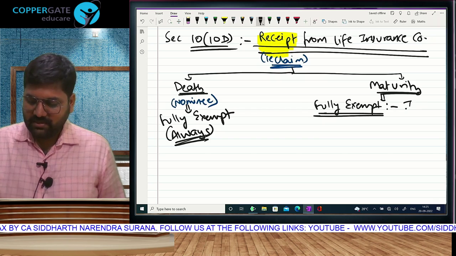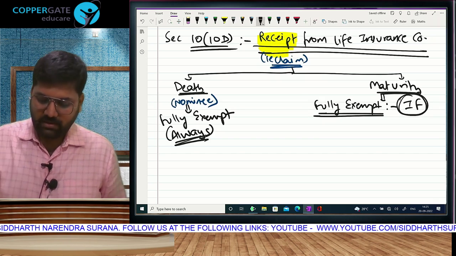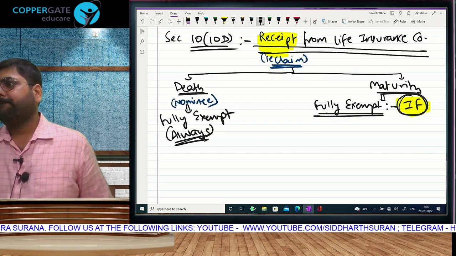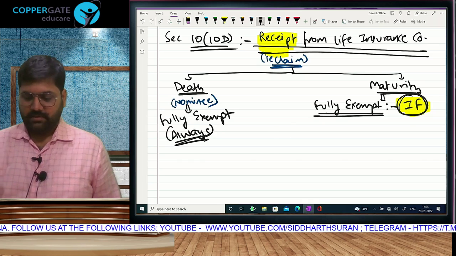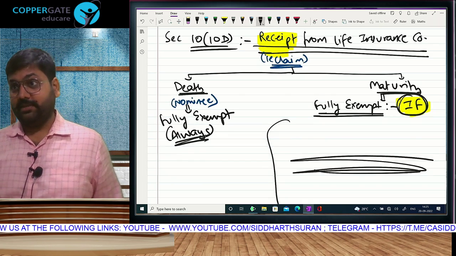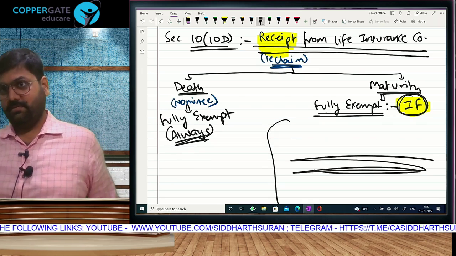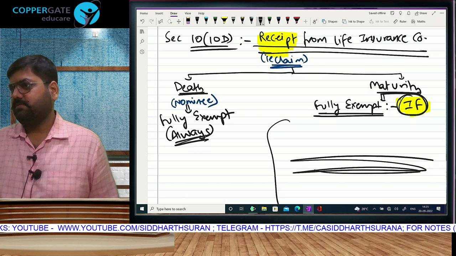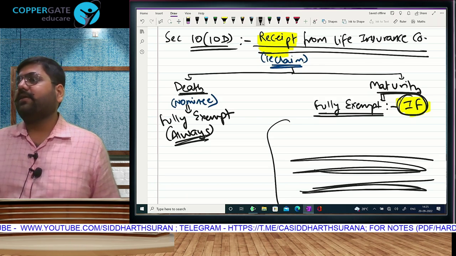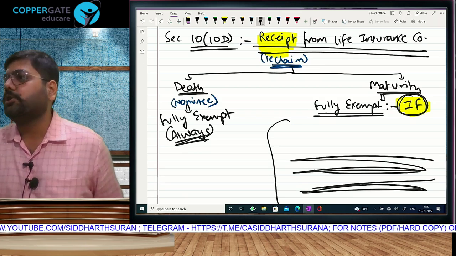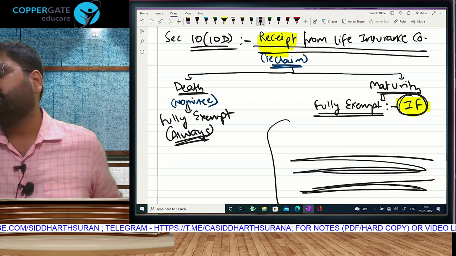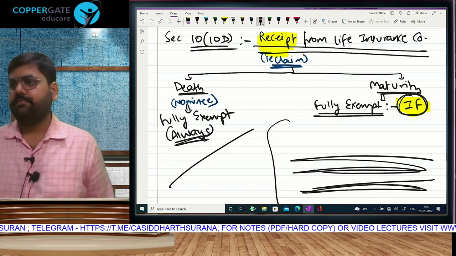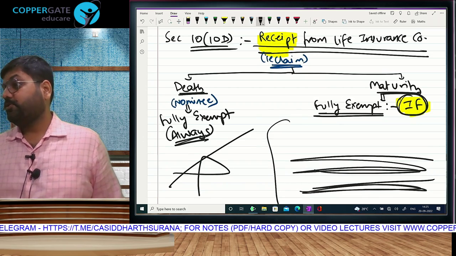When this is fully exempt, here they have given us the word if. मतलब condition given here, fulfill the condition, so it will be exempt. Otherwise, taxable. Fulfill the condition, so exempt. Don't fulfill the condition and money received on death, always exempt. No condition. So don't get confused.